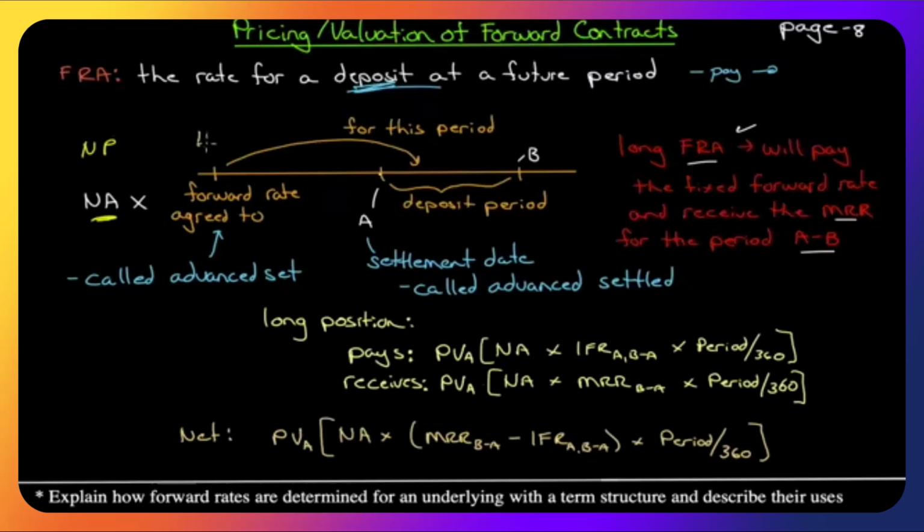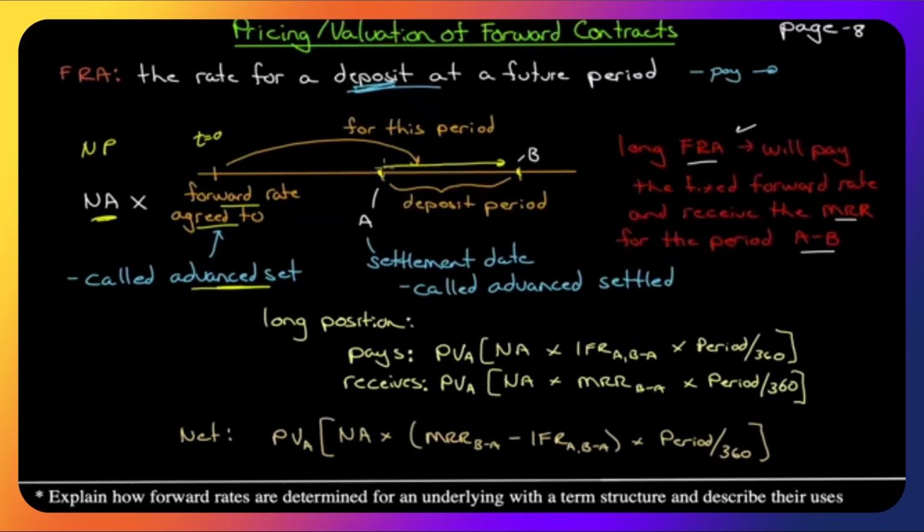At time t equals 0, we can agree to a forward rate for this period of time between period A and period B. So it'll start in A periods and it'll last for B minus A periods. It'll last for this period of time. We're going to agree on a rate for a deposit over this period of time. Because we can agree to the rate here, we call the rate advanced set.